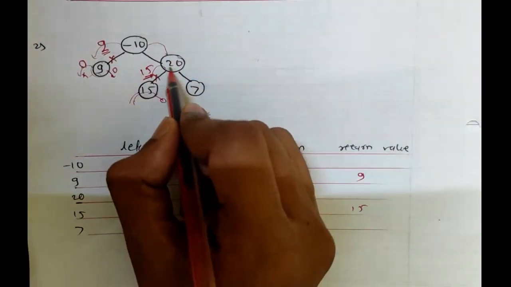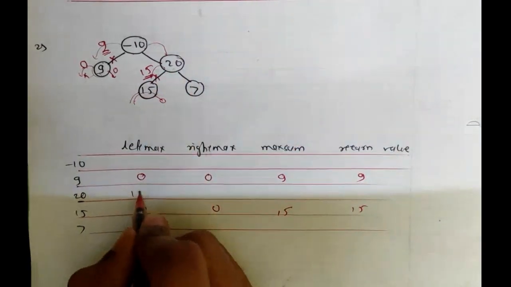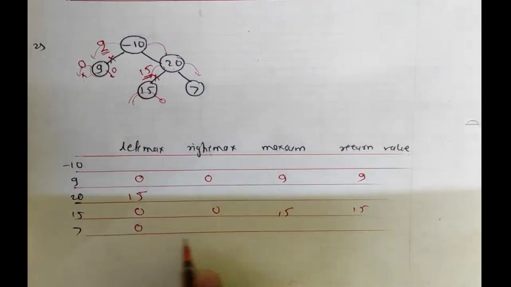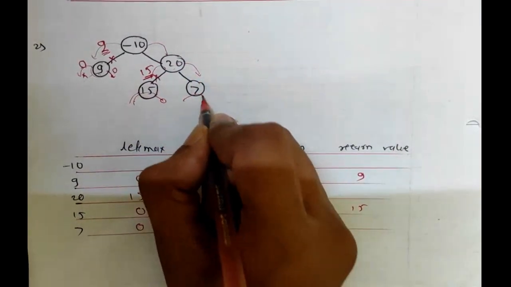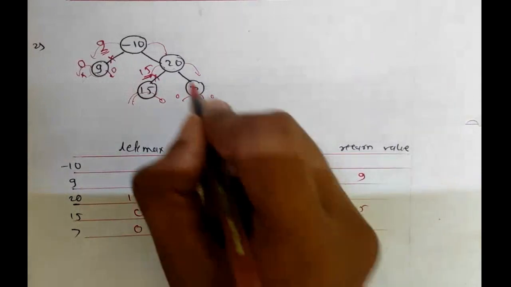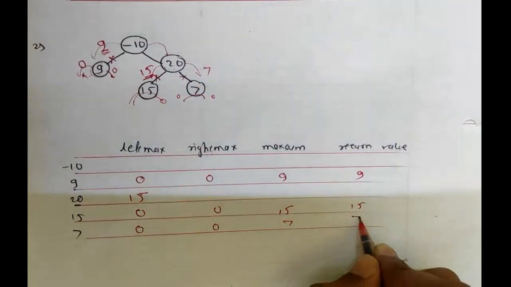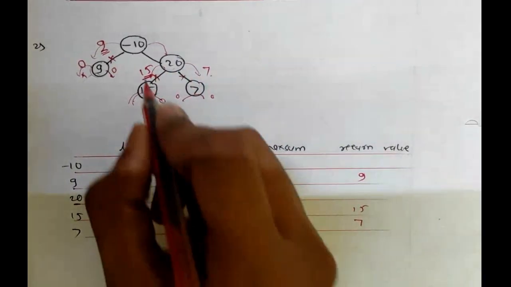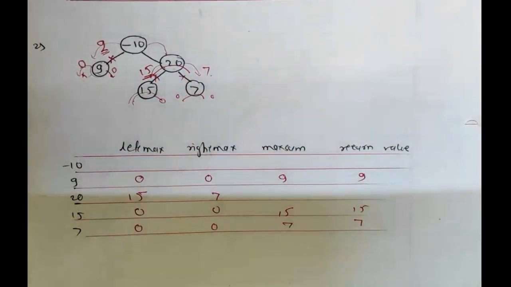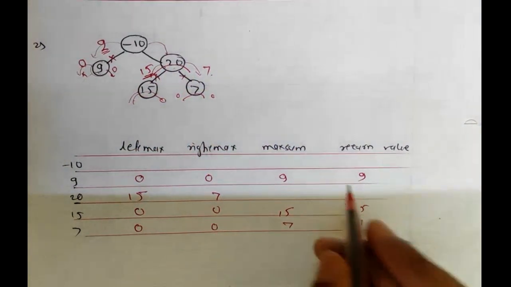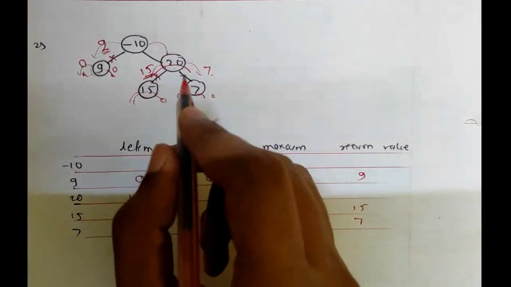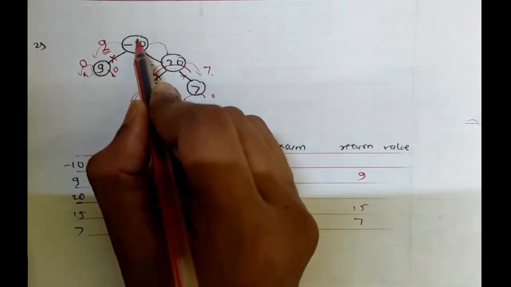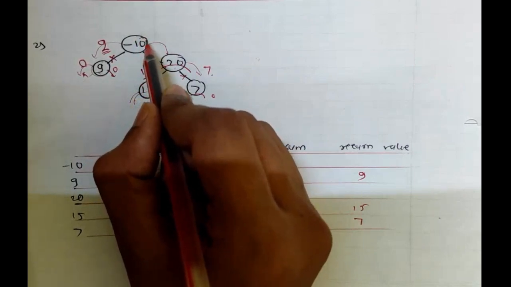So for 20, the left max is returned, for 20 the left max will be 15, and find the right max. For 7, the left max is 0, right max is 0, the maximum value will be 7, and the return value is 7. So for 20, left max is 15, right max is 7, and the sum will be the addition of the 2 plus 20, which is 42, and the return value will be for the maximum path from 10.